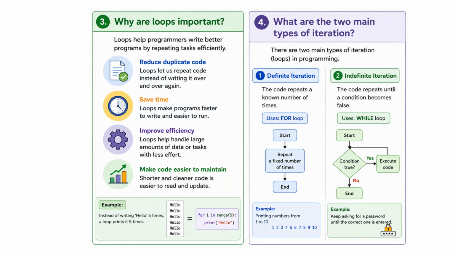The second advantage is saving time. Loops make programs quicker to write and much easier to run. Instead of copying and pasting code, programmers simply tell the computer how many times to repeat the task. The third benefit is improving efficiency. Loops are especially useful when working with large amounts of data or performing repetitive tasks. They allow the computer to complete these jobs with much less effort from the programmer.